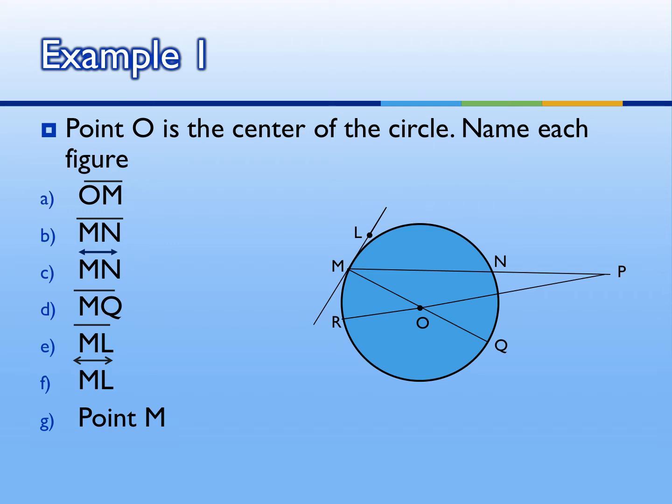So it says point O is the center of the circle, and it wants us to name each figure. And notice the pictures on top of the letters here. This is going to indicate if it's a segment or if it's a line. So OM, let me go ahead and find that in my picture. OM goes from the center to the edge of the circle, making this a radius.